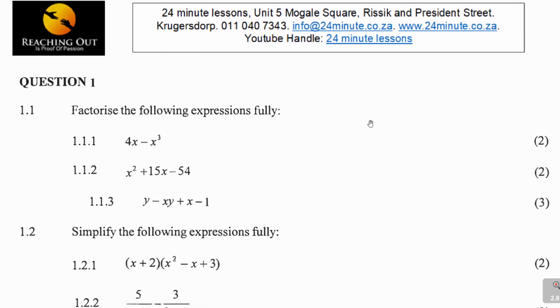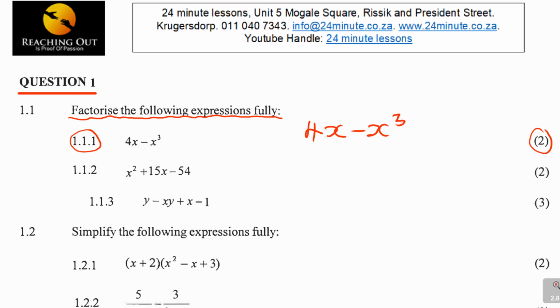Question 1. Look at this. This is 1.1. This is 2 marks. How can you get these 2 marks? And the question says: factorize the following expressions fully. So here you are learning to factorize, and 1.1.1 is the first one. What are we given? We are given 4x minus x cubed, and you need to factorize that.